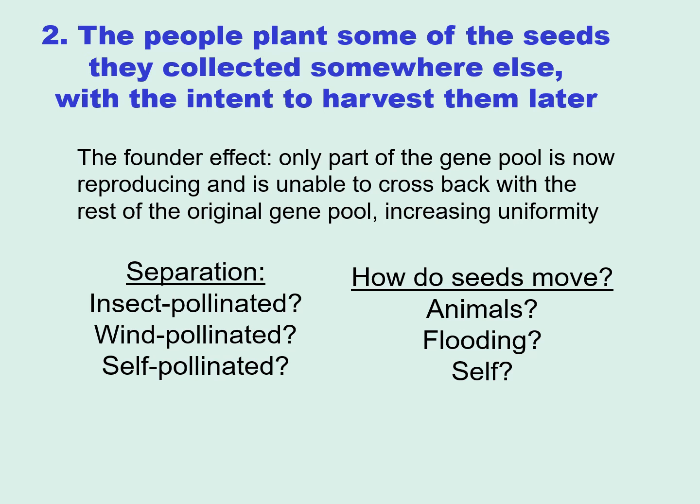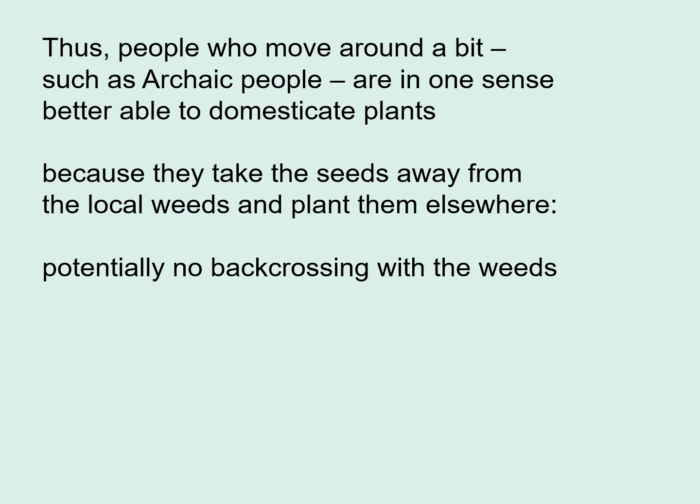And of course, what plays a role in this is how are the plants normally pollinated? Are they self-pollinated, wind-pollinated, insect-pollinated? That could play a role in whether or not what you've taken away could cross back with the weedy population from which you originally collected. And also, how seeds move could affect that. Thus, people who move around a bit, such as the archaic people, are in one sense better able to domesticate plants because they take the seeds away from the local weeds and plant them elsewhere, allowing potentially no back crossing with the weeds.